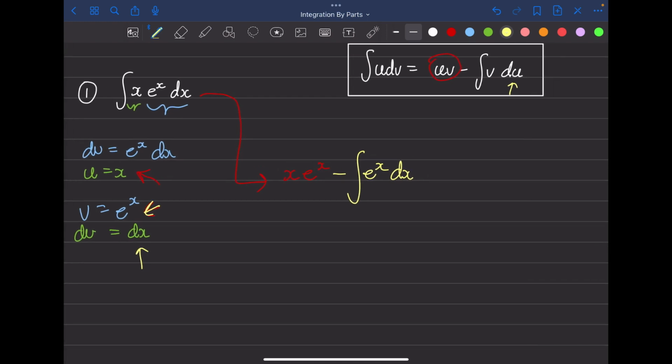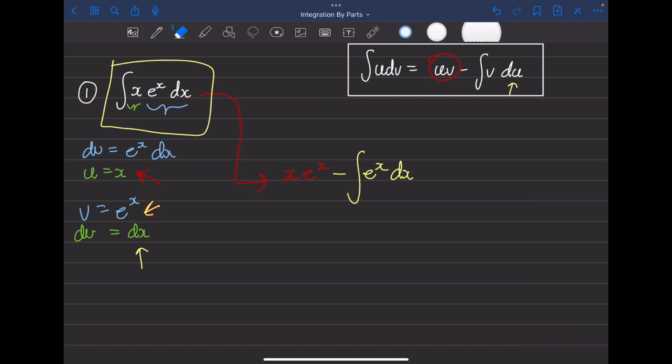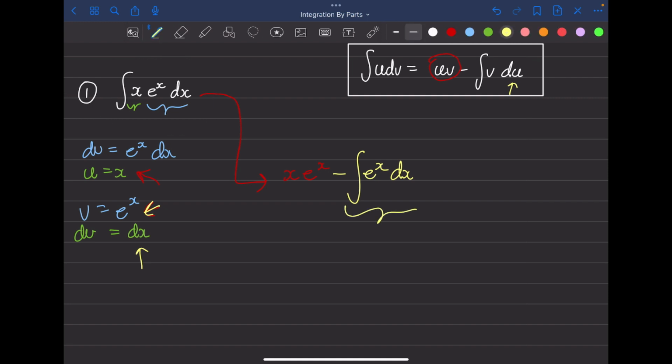But now we did all of this to make it easier for ourselves to integrate something that was hard to integrate to begin with. So what do we do now? We actually have to find the integral now. We can't really leave it anymore. You have to find the integral of the second term.